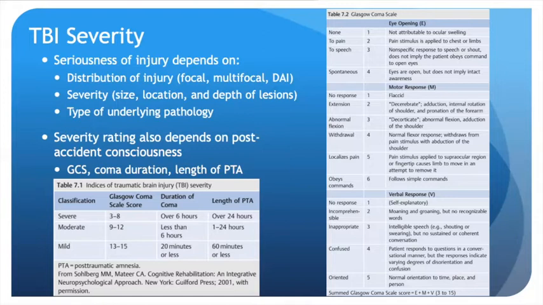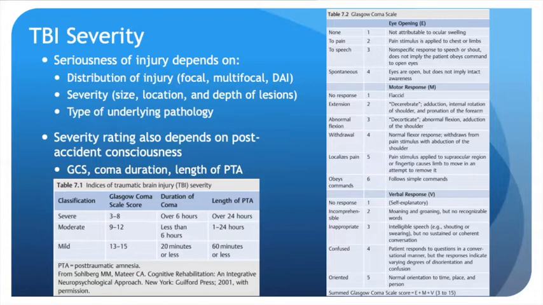The severity rating also depends on post-accident consciousness. So there are scales such as the Glasgow Coma Scale, which rate the severity of the traumatic brain injury. Coma duration is another variable that's examined to rate severity, as well as the length of post-traumatic amnesia.